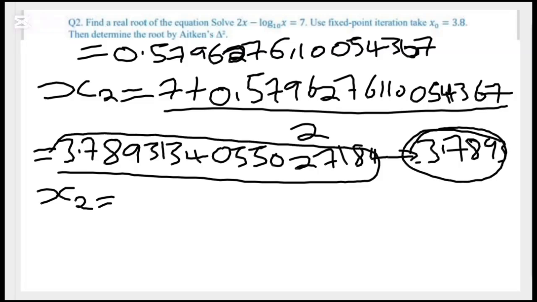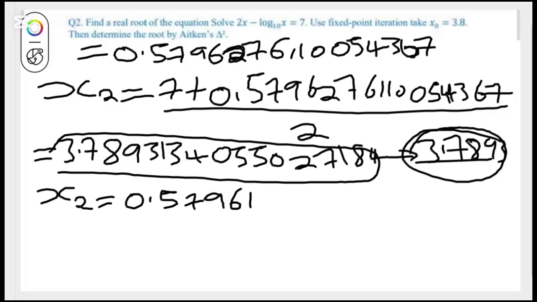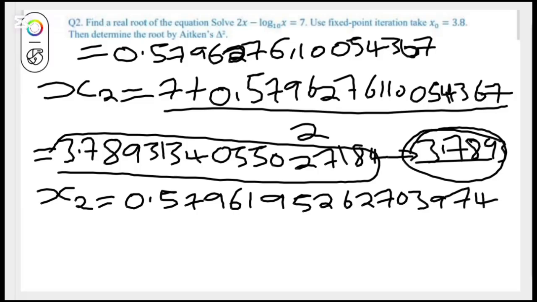By this log of this x2. So I'll say this for my answer, which is 3 multiplied by the log of 3.78. So at the end, the same thing, I will get 0.5796262703974. So therefore my x3 should now be 7 plus, then I'm going to use this.